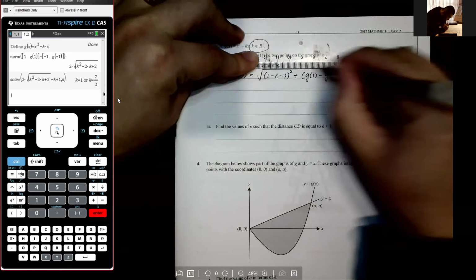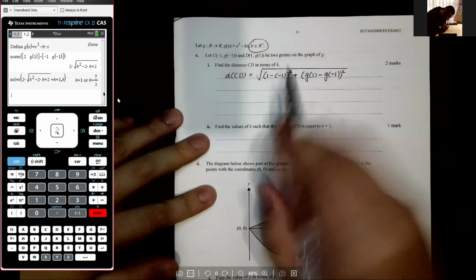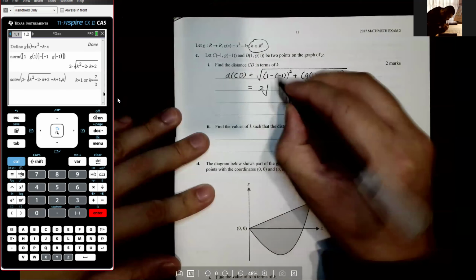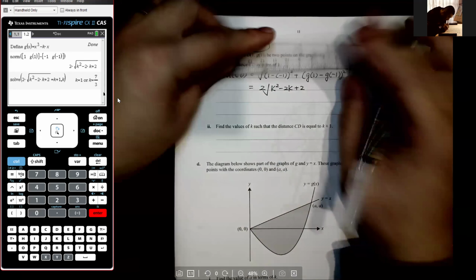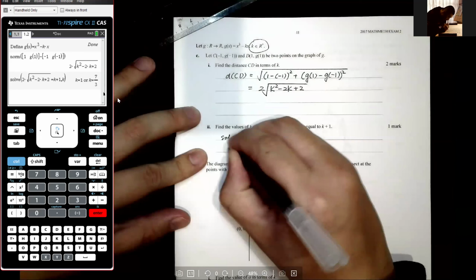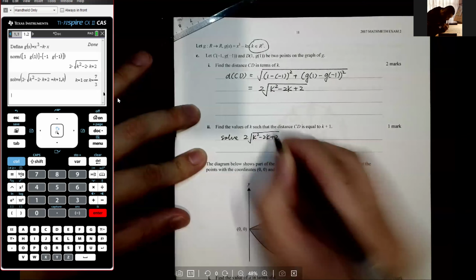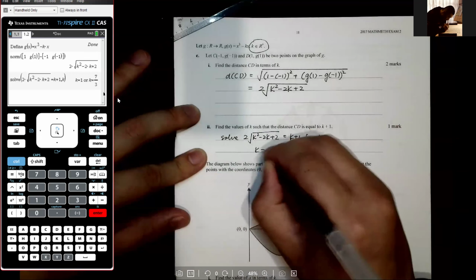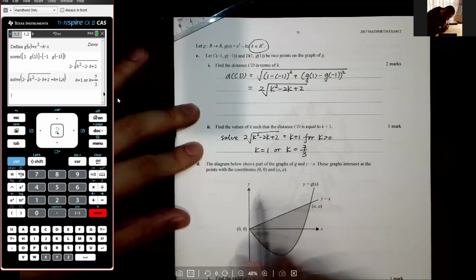Because this is a CAS active exam, you don't have to really find the expressions for g(1) and g(-1). As long as you set up a correct calculation, you should be fine. So the answer is 2 root k squared minus 2k plus 2. Then it says solve 2 root k squared minus 2k plus 2 equals k plus 1 for k greater than 0. We have k equals 1 or k equals 7 over 3. Yep.